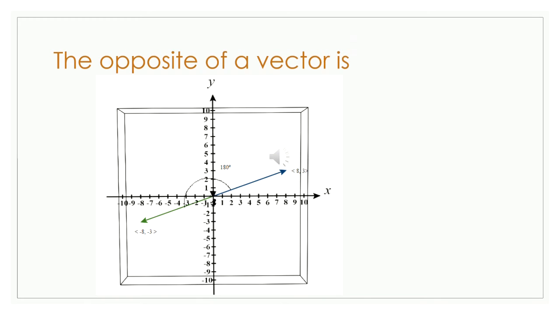Not very surprising, the opposite of a vector is a vector that points 180 degrees from the other vector. So you'll hear people say they did a 180, meaning they did a complete turnaround. That's what the opposite of a vector is. So -8, -3's opposite vector is 8, 3, and 8, 3's opposite vector is -8, -3, and the two of them point in 180 degree opposite directions.